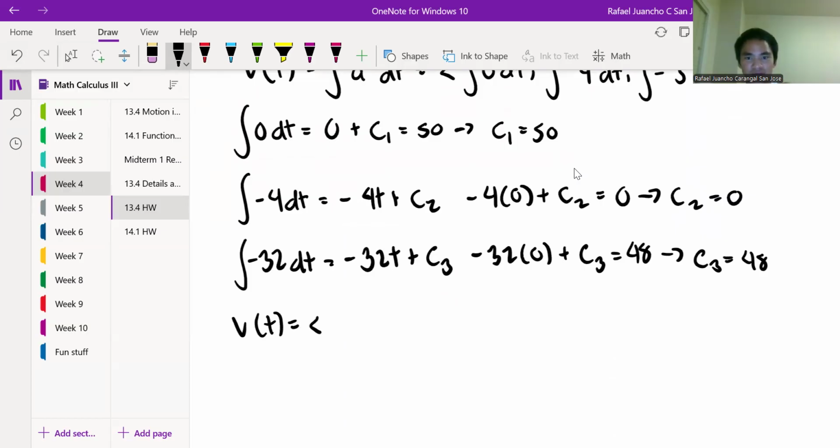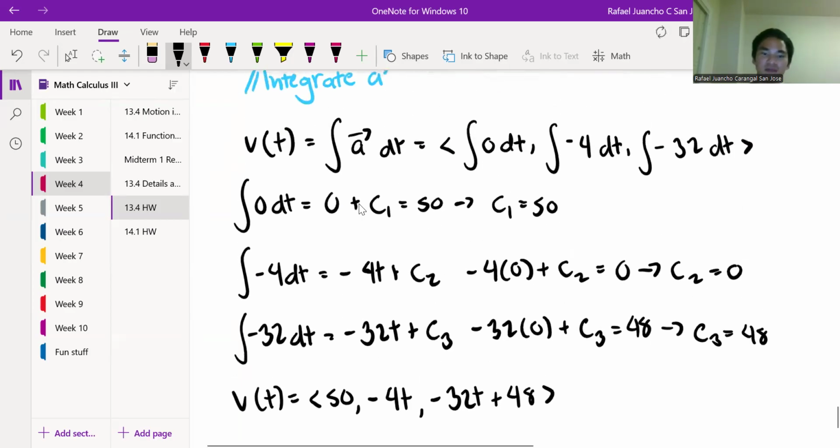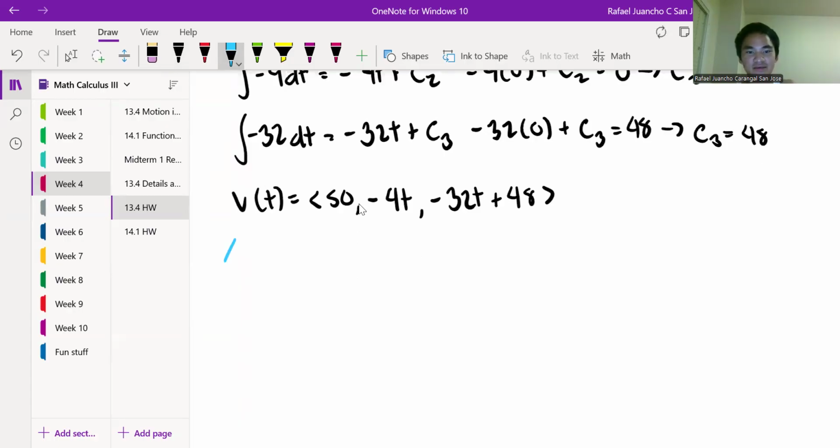So it's C1. Now this is forever 50. Yeah, because this one's a 0. What else? This one's negative 40. That's a 0. And this one's negative 32t plus 48. Right? Great, we figured that out. Now we integrate that again to get our position vector.